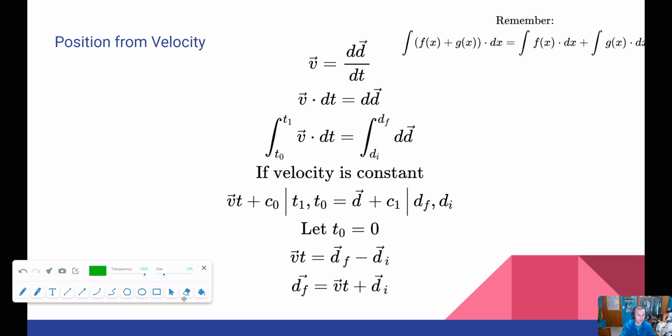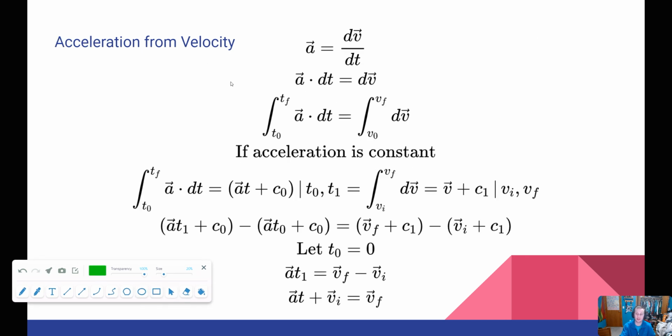Click this next slide. Next up, we are going to grab acceleration from velocity. Again, we're going to start off with the instantaneous acceleration. We're going to multiply over a dt, and integrate both sides like we did last time. This time, we're going to assume that acceleration is constant, and so that gives us our acceleration vector times time plus constant evaluated at our points. And then dv just ends up becoming v plus some constants. Then you get your nice long expression down here. We let t naught equal 0 again as well, and then you get down to here.